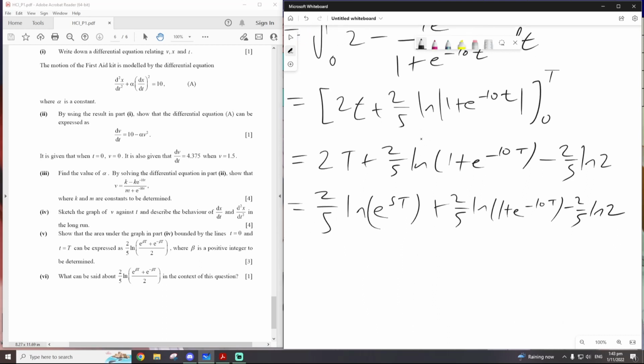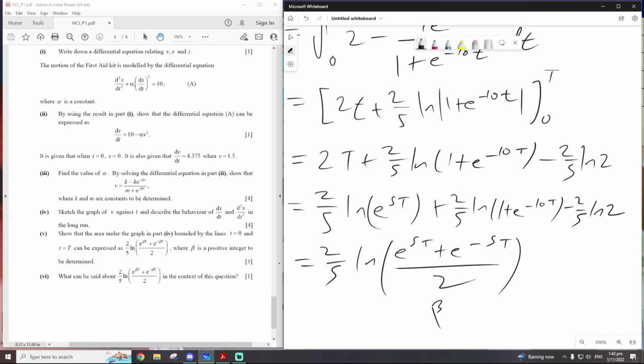Since we have a 2 over 5 in everything, I can factor it out. So I get e^(5T) times (1 plus e^(-10T)) divided by 2. And if I do that, I will get (e^(5T) plus e^(-5T)) divided by 2. And the positive integer beta to be determined is 5.